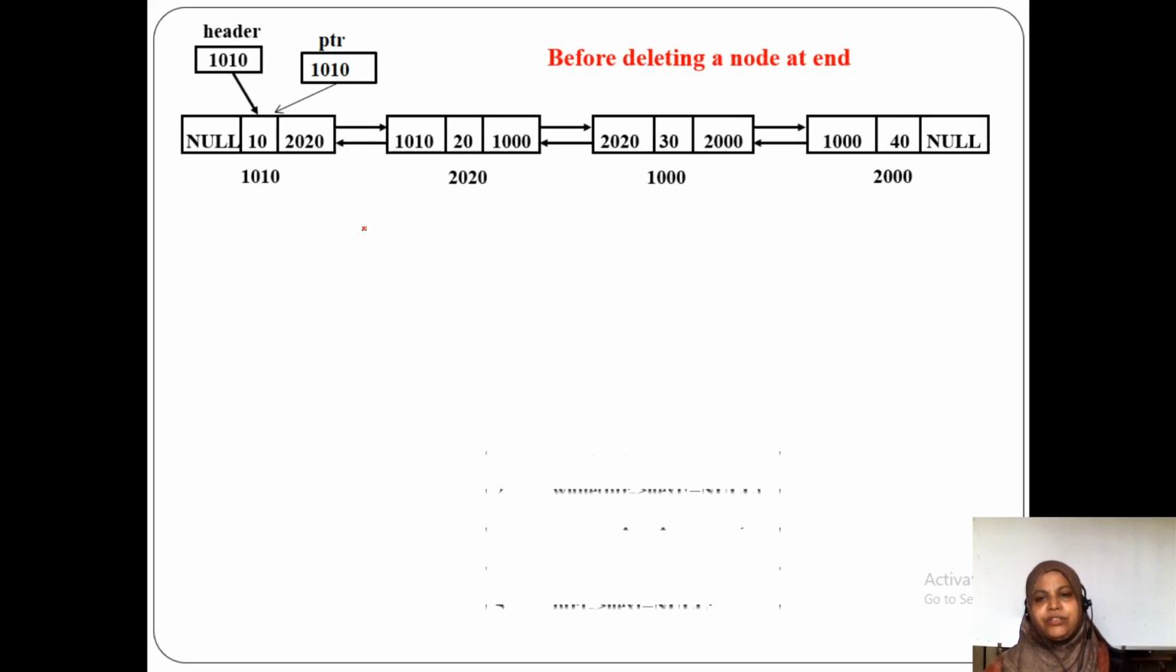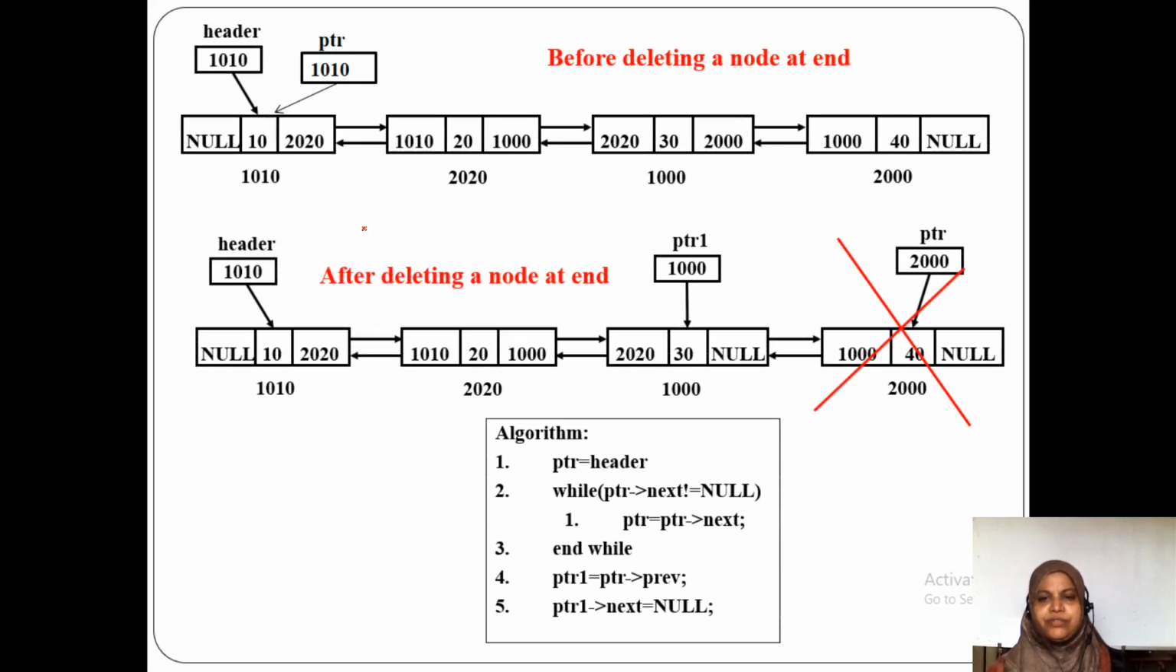Now deleting the node at the end. How are we going to delete this node? Deleting the node means we just have to assign the null value to the right pointer of that particular node. Then that is the end of the list. First we have to traverse this list. Here first, 2020 is there. This list consists of 10, 20, 30, 40 elements.